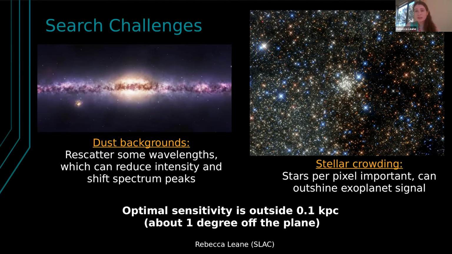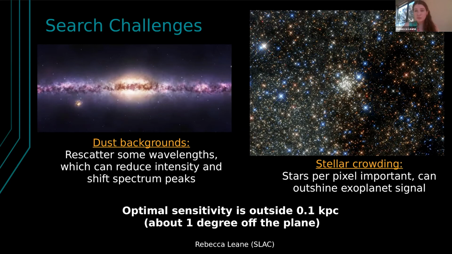So the two things we want to take into account, first of all, dust backgrounds. There's something called dust extinction. What this really means is that you can't see through the dust. So what can happen is the dust can rescatter wavelengths such that you still see your signal, but it looks like the planet, for example, is actually colder than it really would be. So this can reduce the intensity and shift the peak of the spectrum.